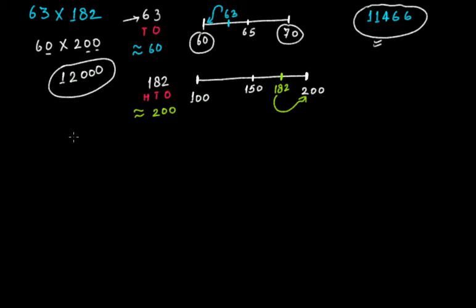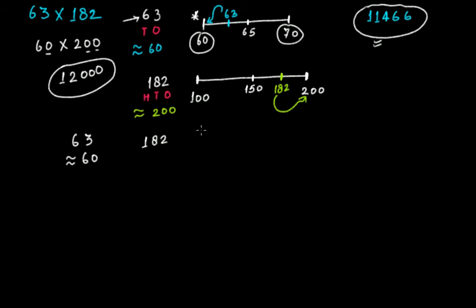For number 63, you round it off to its nearest 10, in the same way. Here it will be 60 again, using this method, right? But for the number 182, here we rounded off 182 to its nearest 100. What if I round off 182 to its nearest 10, so that we deviate a little bit from its original value?